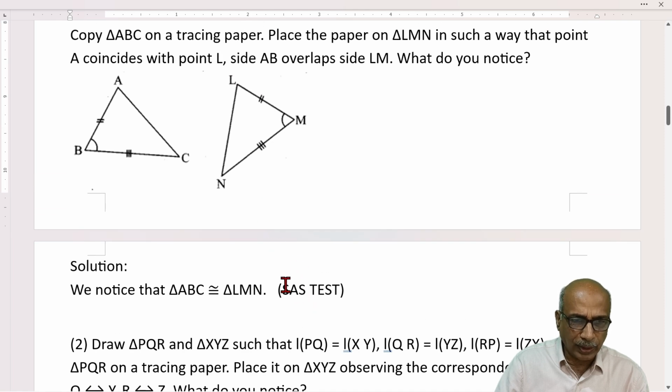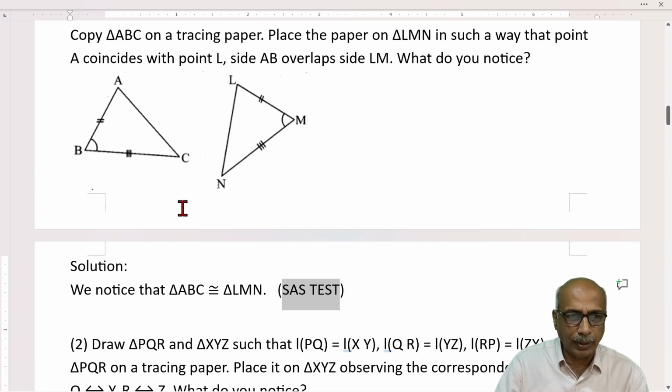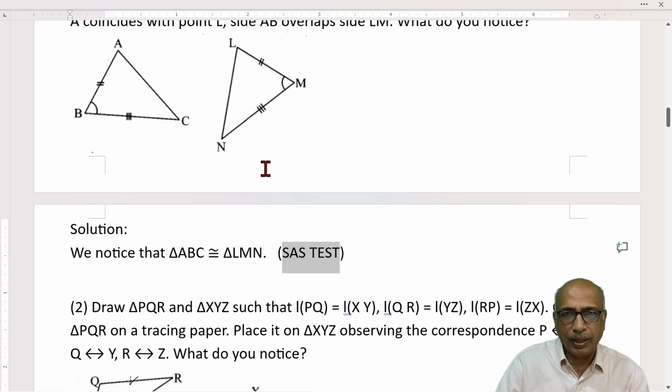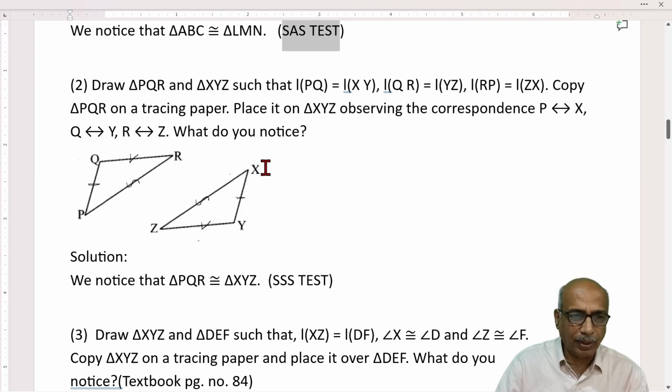Now, test of congruency is given here. The angle is included here between the two adjacent sides. Therefore, these two triangles are congruent by S, A, S, SAS test. Very clear? Next figure is given that all sides are congruent. You can trace out on the paper and see that they overlap each other.